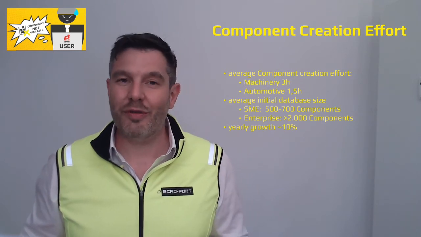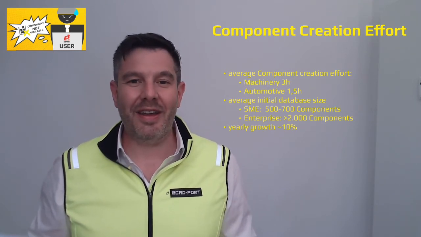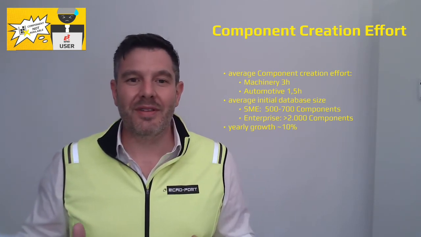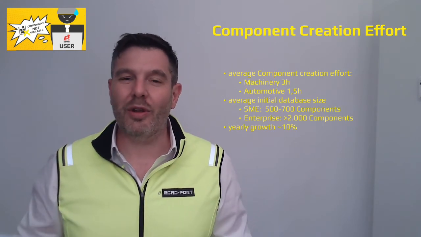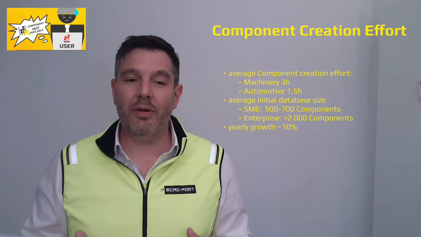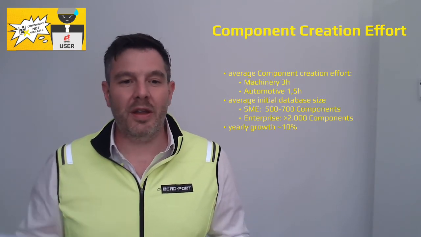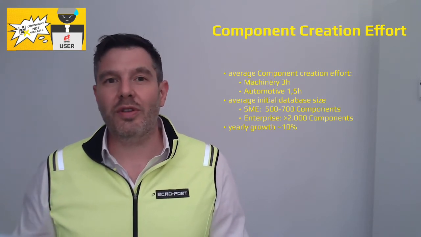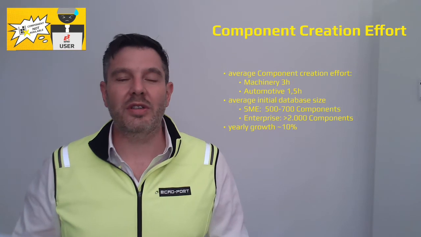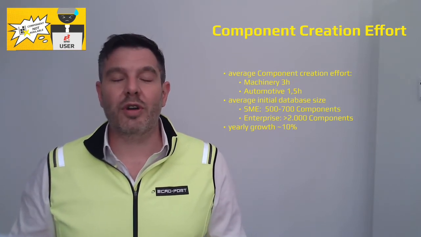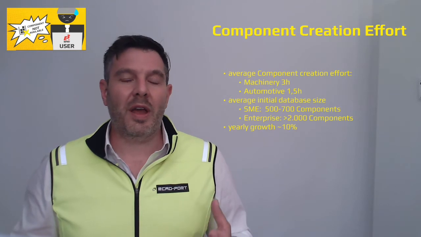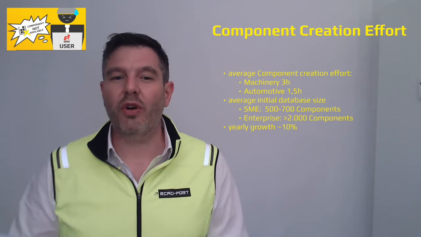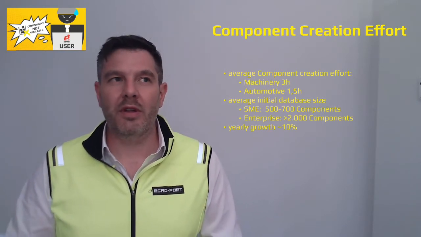Component creation, you know it for sure, is a massive effort, and it doesn't matter what kind of ECAD system you are using. It's a whole lot of work to do. In our experience, the effort to create a component depends on the industry: in machinery you need on average about 3 hours for a component, in the automotive industry it's down to 1.5 hours per component.